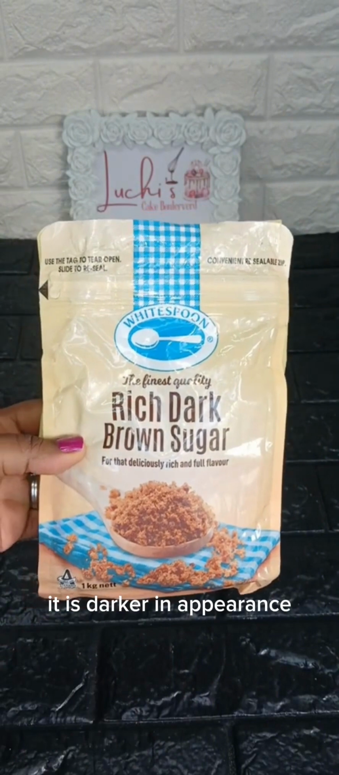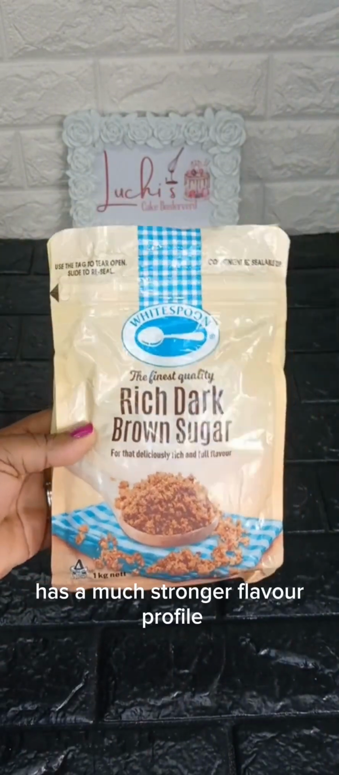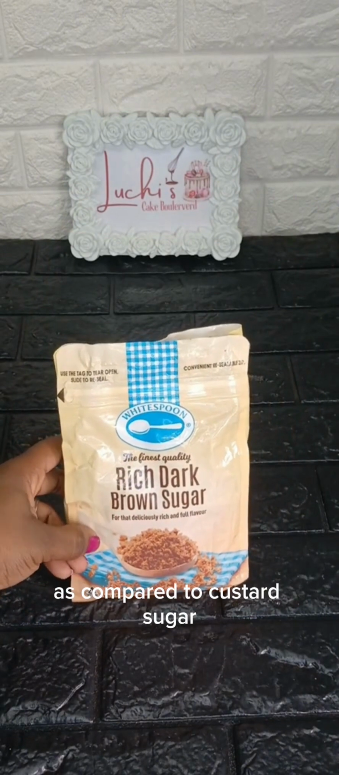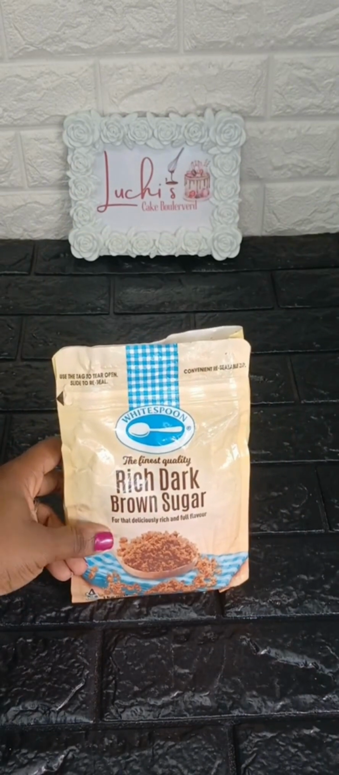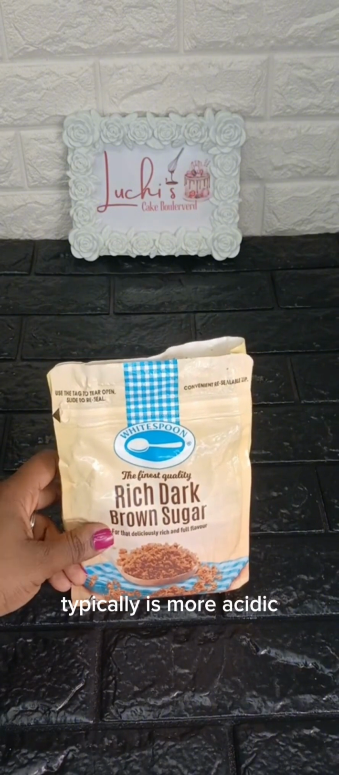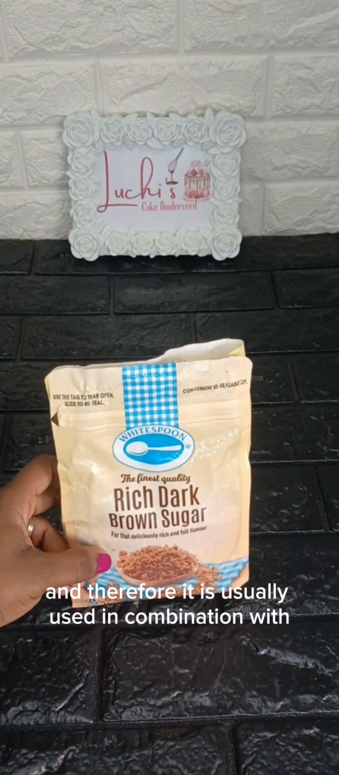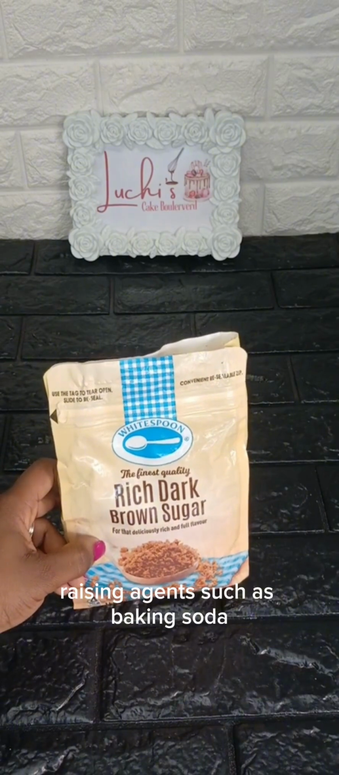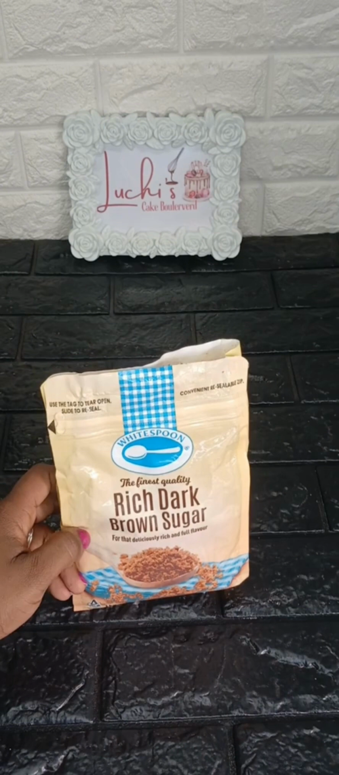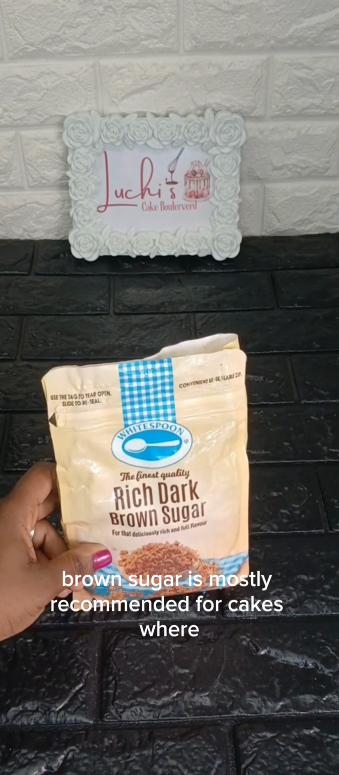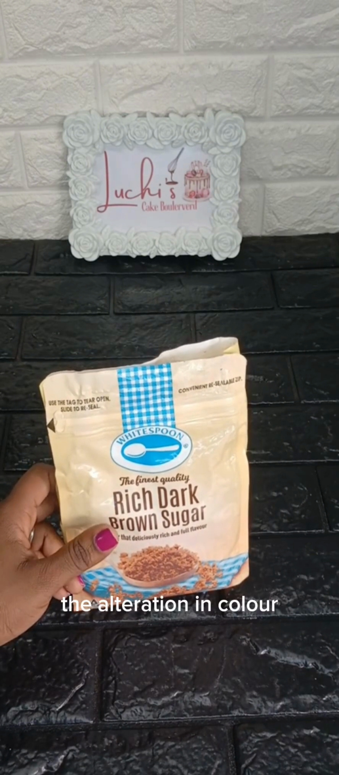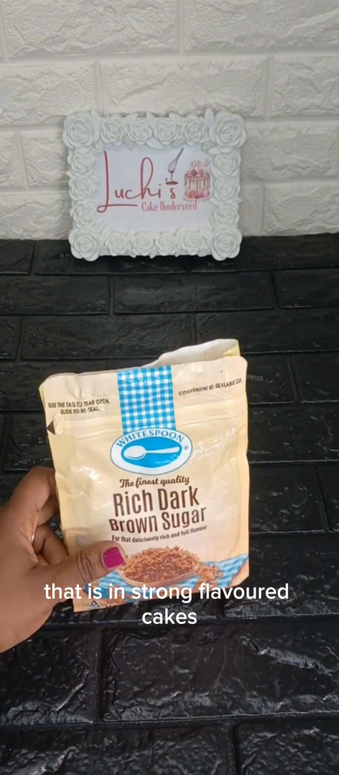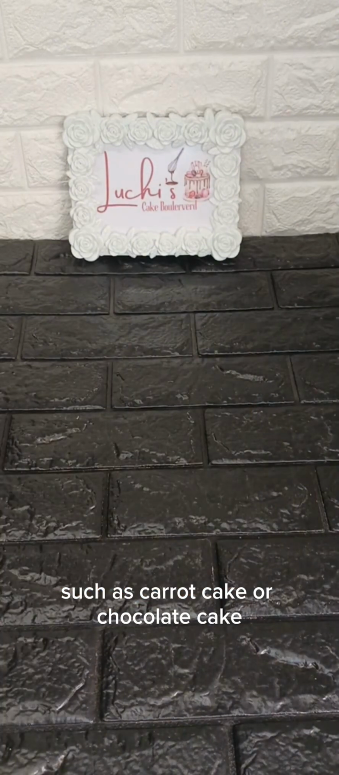It is darker in appearance, has a much stronger flavor profile as compared to the other sugars, and has got bigger sugar granules as compared to caster sugar, for example. Brown sugar typically is more acidic, and therefore it is usually used in combination with less acidic raising agents such as baking soda. Brown sugar is mostly recommended for cakes where alteration in color and in flavor will not be very noticeable. And that is in strong flavored cakes such as carrot cake or chocolate cake.